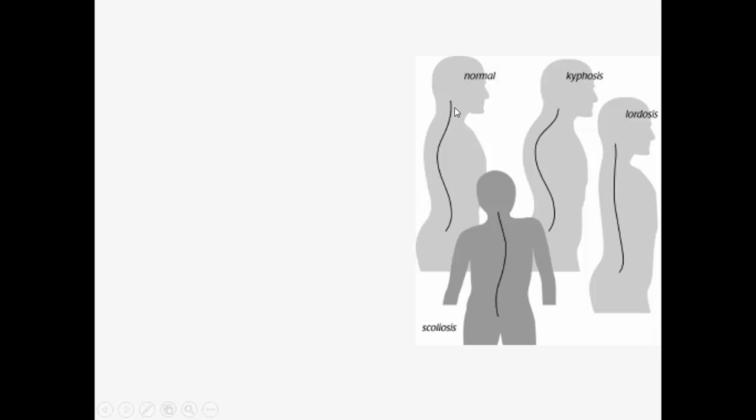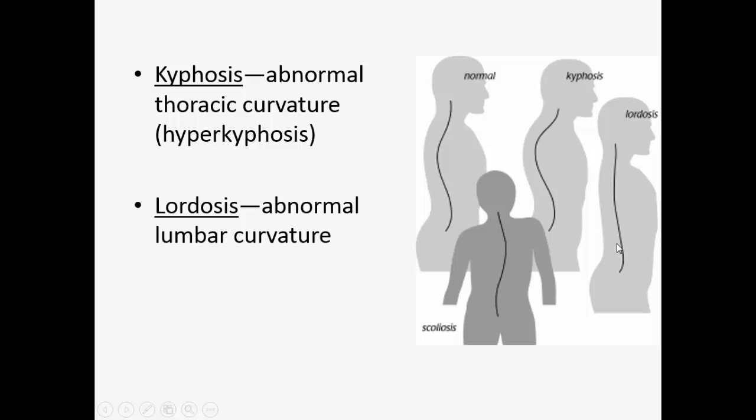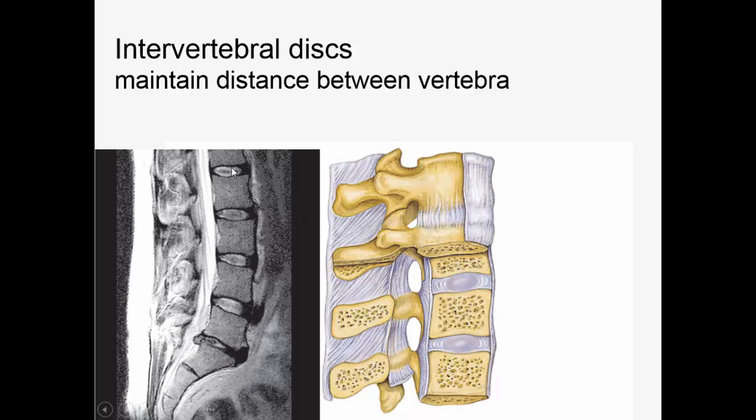So normal curvature, we've got cervical and lumbar, but an abnormal curvature could be kyphosis. This is when we have an abnormal thoracic curvature. Some chiropractors say this is the natural kyphosis and this is hyperkyphosis. We're going to take the stand that kyphosis is an abnormal curvature in the thoracic spine. Lordosis is when you have an abnormal curvature in the lumbar spine. And scoliosis is when the spine does not go straight up and down the back, but there's any curvature anywhere that's a lateral curvature.